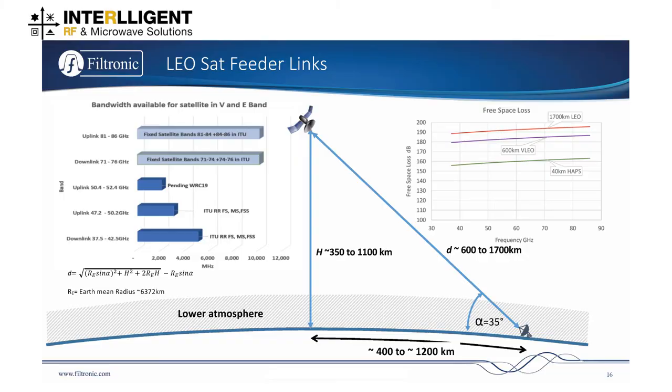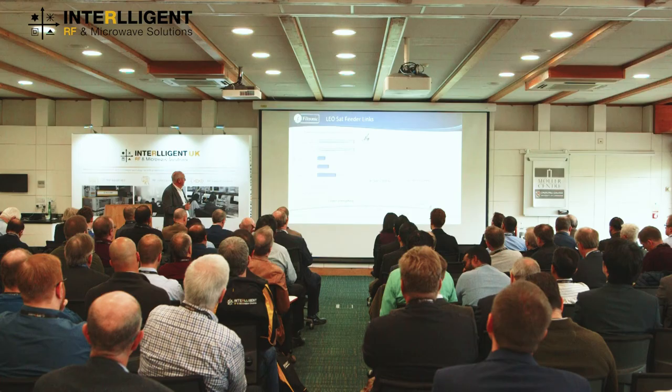So if we compare that now to the low Earth orbit satellite situation. So here the LEOs, or what they call VLEOs, which is one of the orbits that SpaceX is talking about, they're operating at between 350 and 1,100 kilometers. Again, using some of the examples that I've seen in publications, they're looking at elevation angles around about 35 degrees. So that gives you a path length of about 600 to 1,700 kilometers. So that obviously is a lot more challenging.